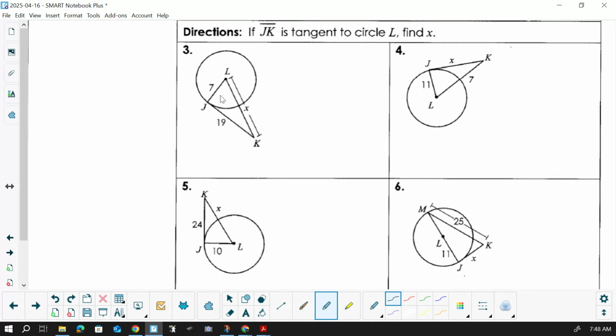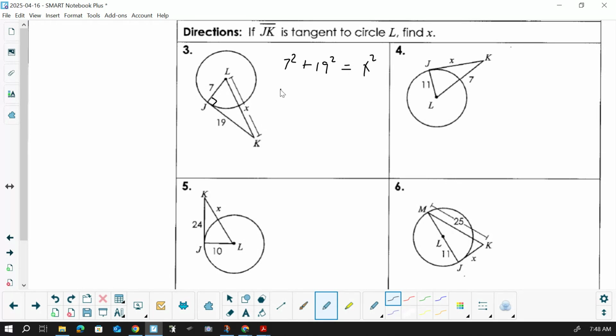Okay. I'd like you to try this one. Can you try this one? 7 squared and 19 squared. Now we're going to see if JK is tangent, right? That means we can find this. So this is one you should know how to do already. 7 squared plus 19 squared equals this long line here, x squared. You should remember how to solve this. Go ahead and give it a shot.